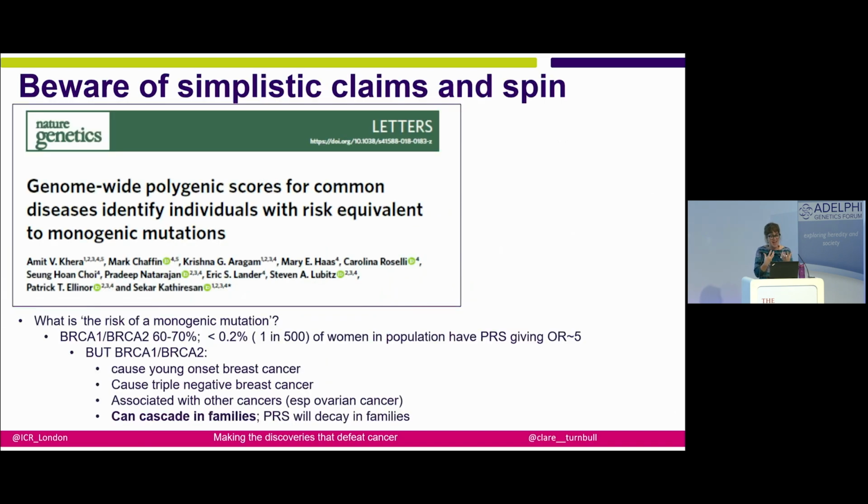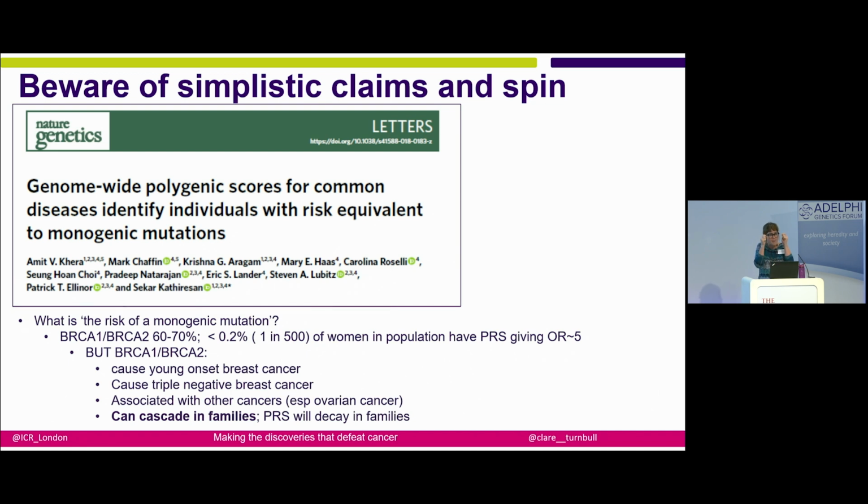There's quite a lot of tension around PRS, a bit polarised. There are lots of claims from the statistical genetics community and also quite a lot of commercial claims, in terms of marketing, monetising these. So one is that they have quasi-Mendelian risks, but it's also just common sense. So BRCA1 and BRCA2, risk of 60 to 70%. So yes, actually about 1 in 500 women would have a PRS that gives them an odds ratio of above 5. So that's roughly in that ballpark.